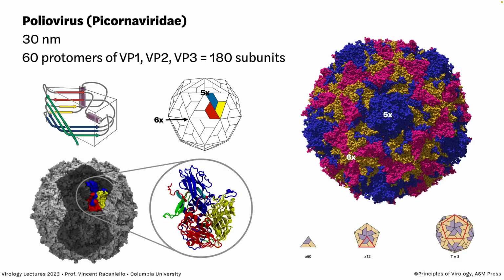So let's go through some examples of these. We looked at a T equals 1 virus, adeno-associated virus. This is a T equals 3 poliovirus.